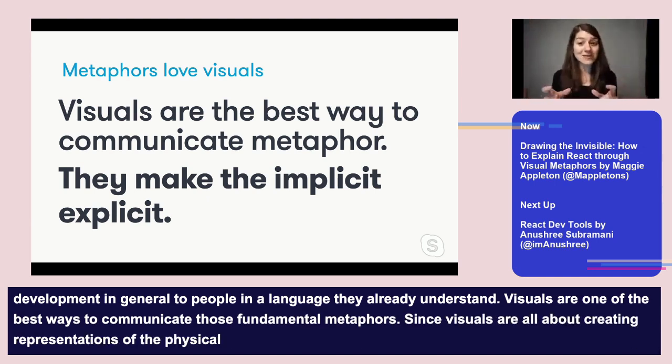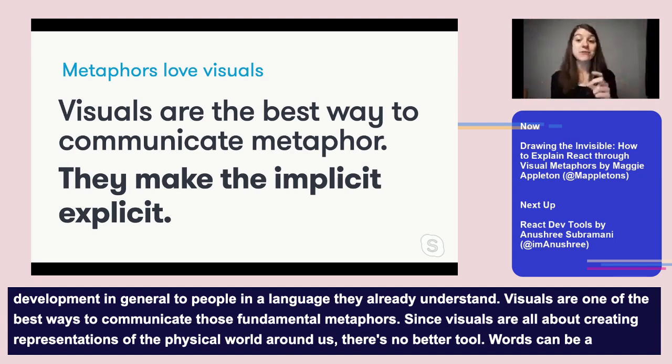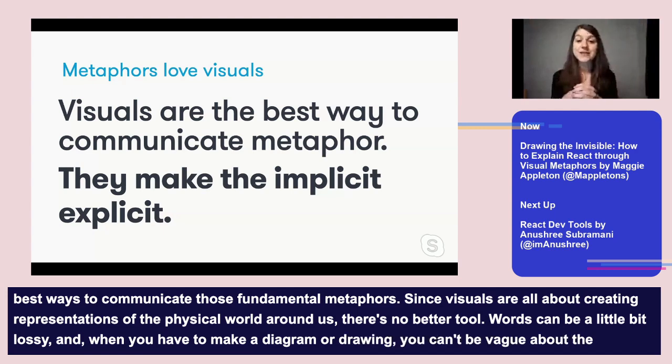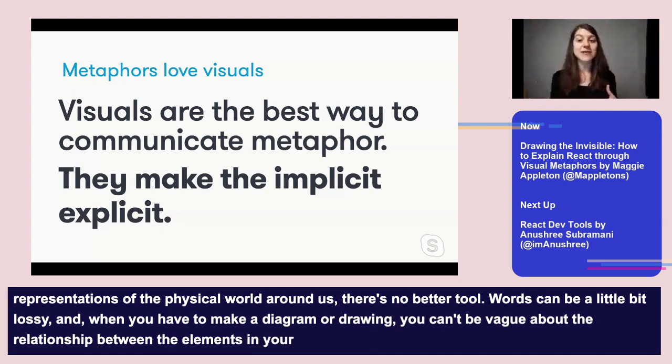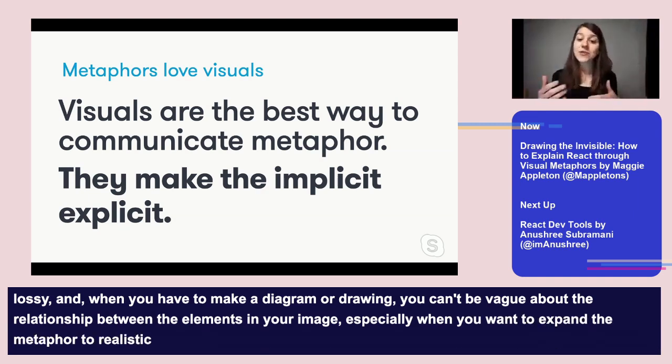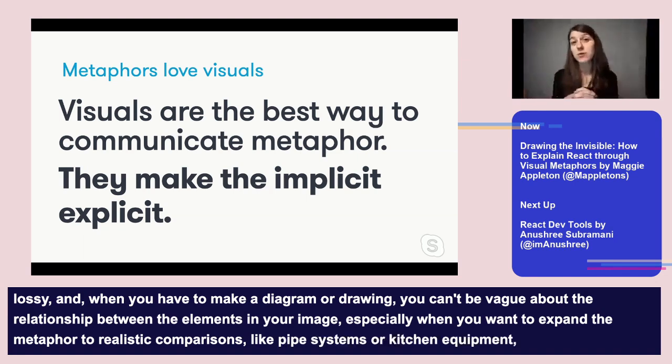Words can be a little bit lossy, and when you have to make a diagram or a drawing, you can't be vague about the relationship between the elements in your image. Especially when you want to expand the metaphor into specific comparisons to real-world things like, let's say, plumbing pipe systems or kitchen equipment, then you're able to communicate both spatial relationships and key qualities much faster than you would with a giant block of text.